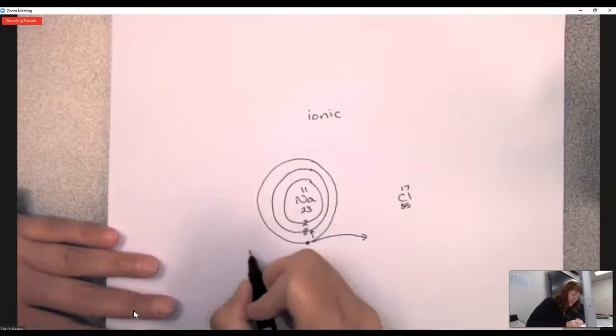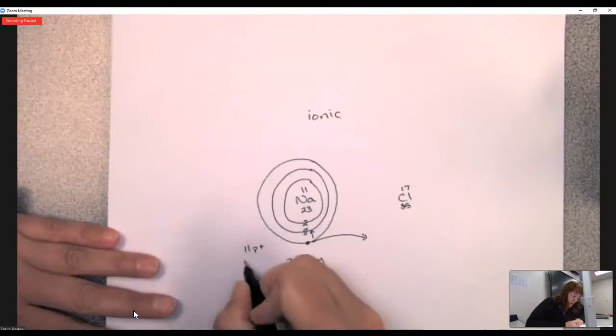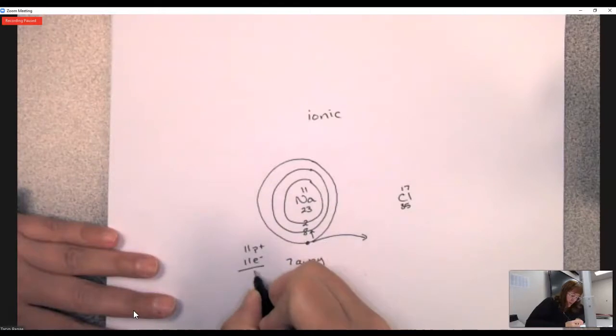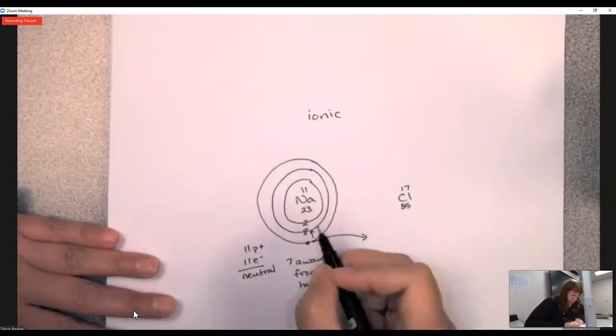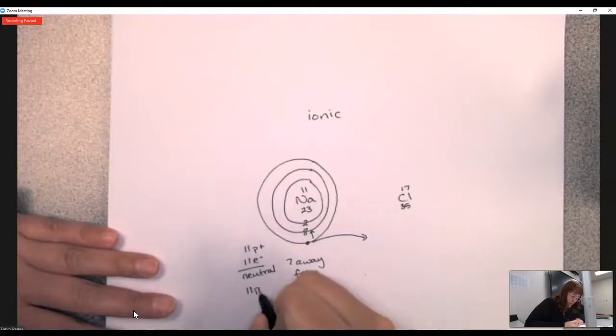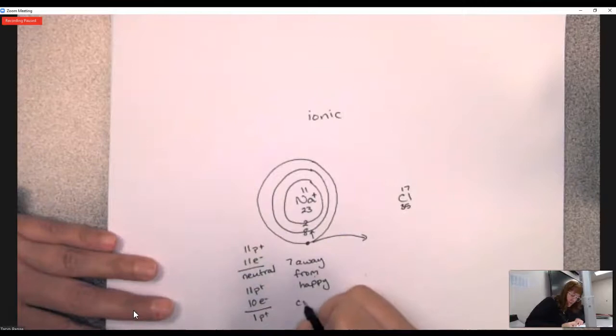But just to count that out, we had 11 protons, and then we did have 11 electrons, so that would be neutral. But we got rid of one of those electrons, so we have 11 protons, but now we only have 10 electrons. That leaves one extra positive charge, so this becomes a cation.